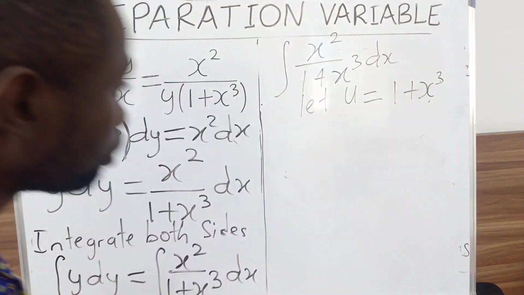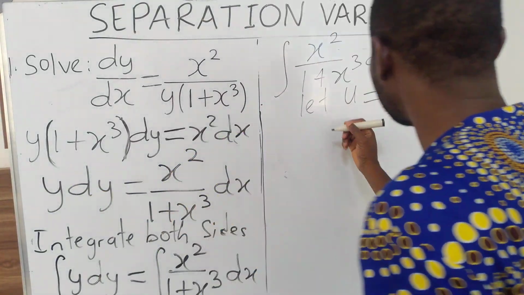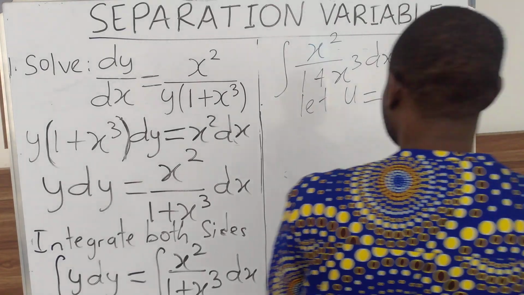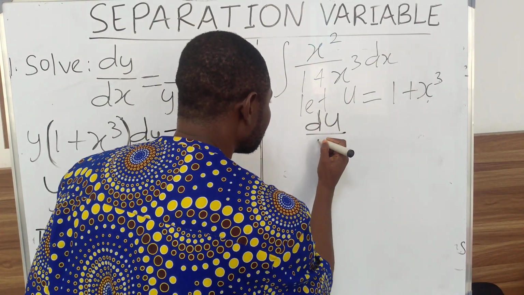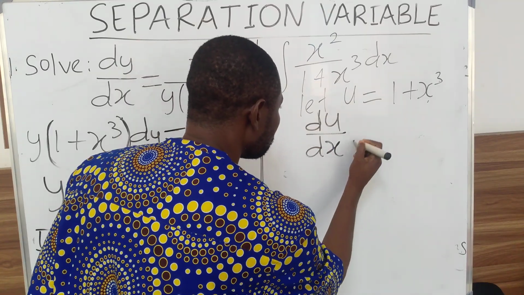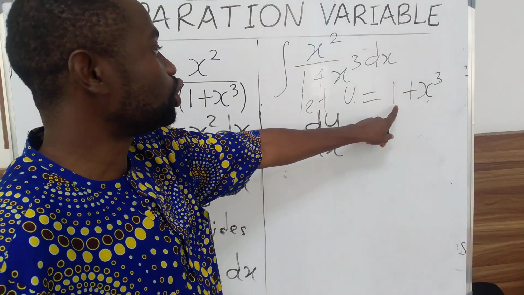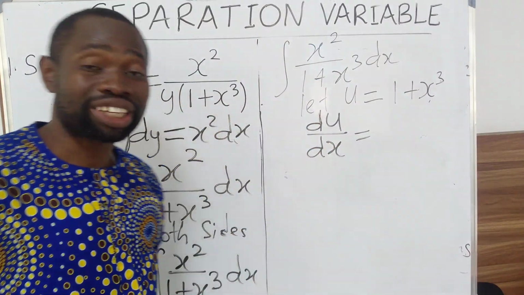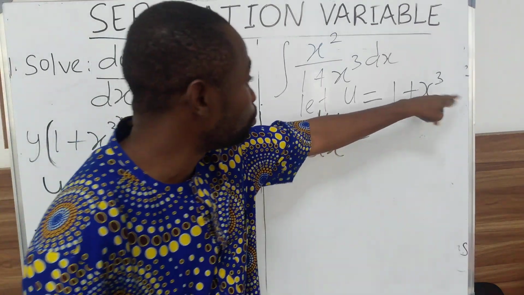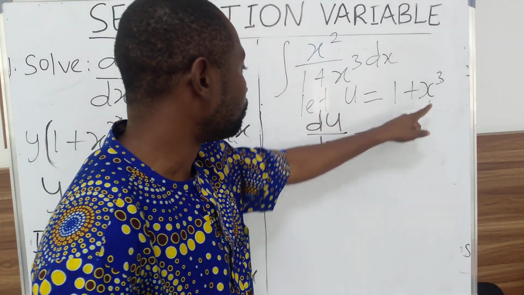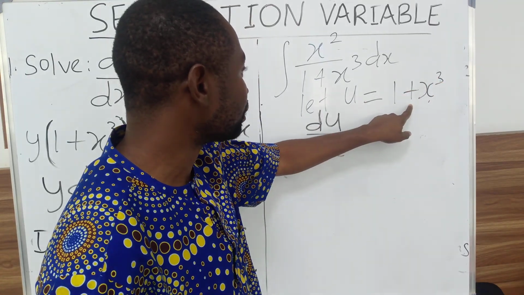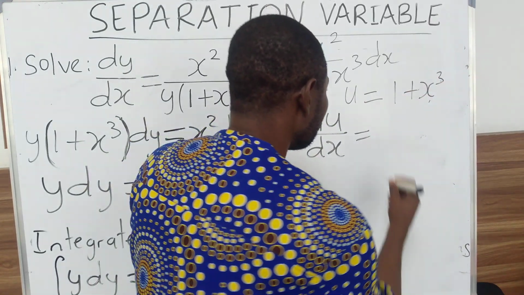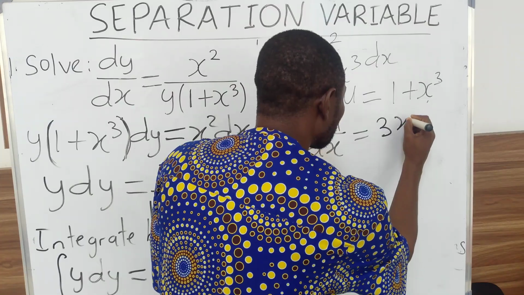Okay, so now I'm going to find the du dx. What will that give me? If I differentiate 1, which is a constant, that will give me 0. If I differentiate x cubed, I will bring the 3 to the front, then subtract 1 from the power. That will give me 3x squared.